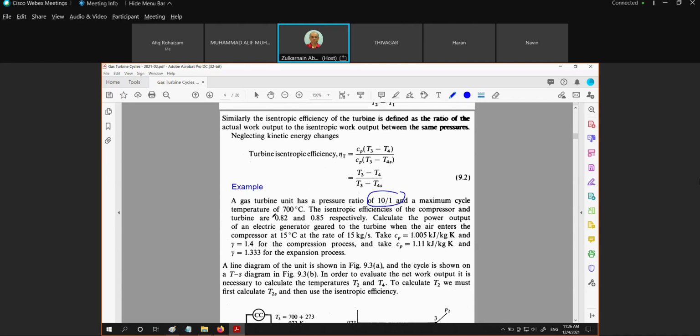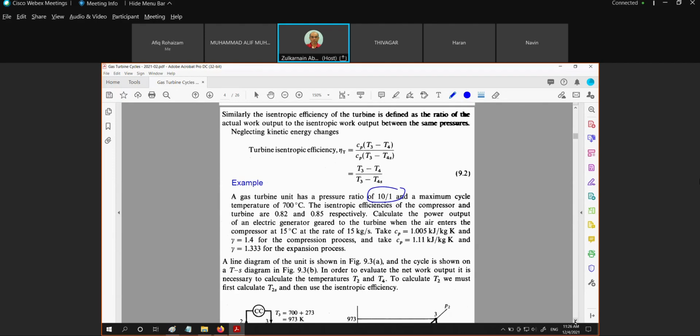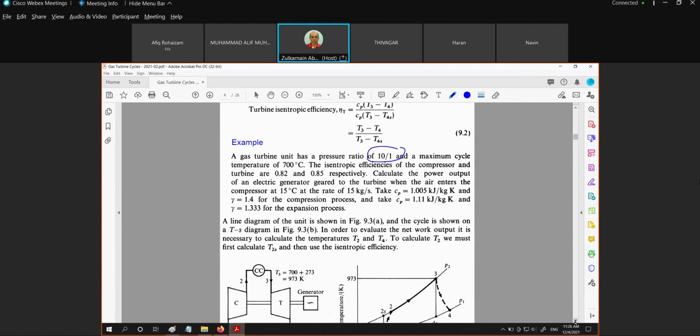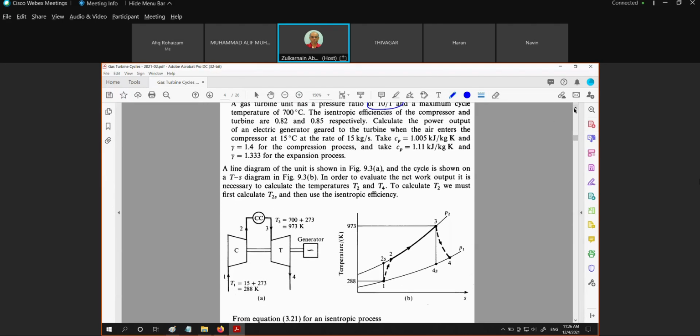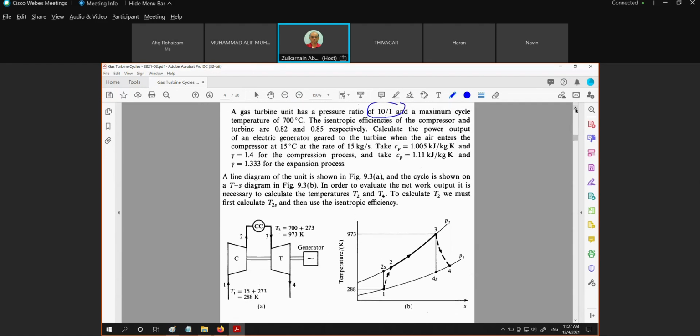So this particular plant is going to run an electrical generator. So if we sketch the schematic diagram, we must make sure that when we sketch it, it will represent the question. In this case, I'm not going to look into the detail of the solution, but I'm only looking at the schematic diagram and TS diagram, right?